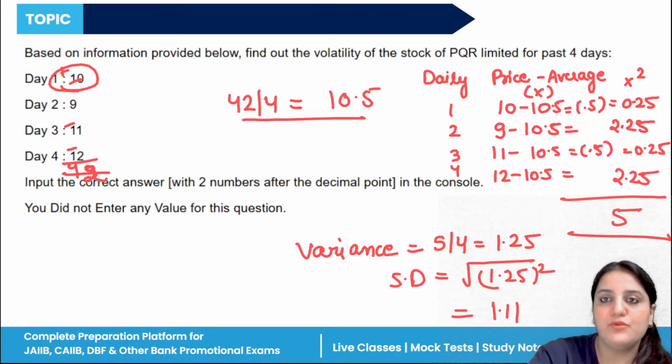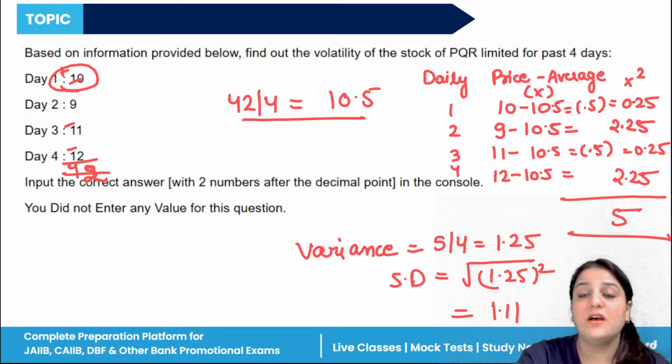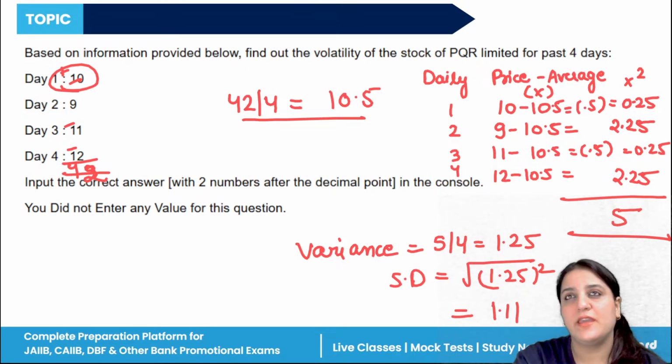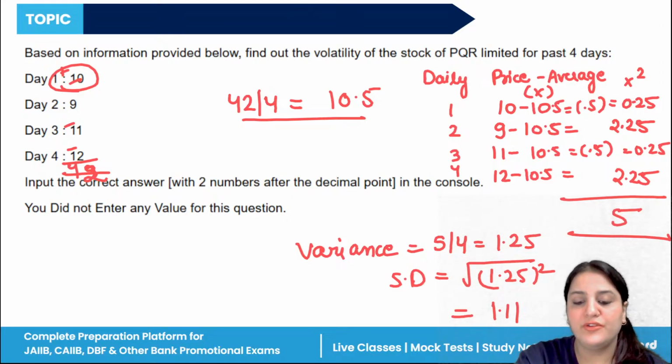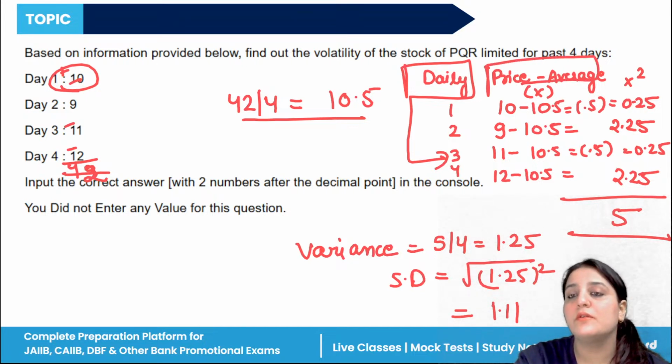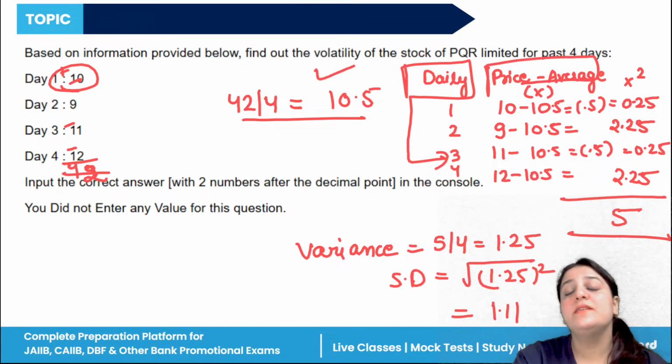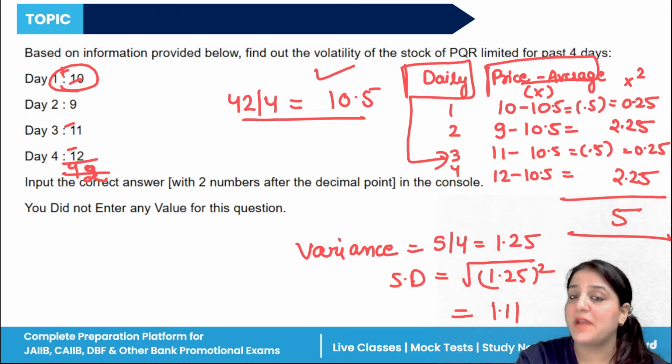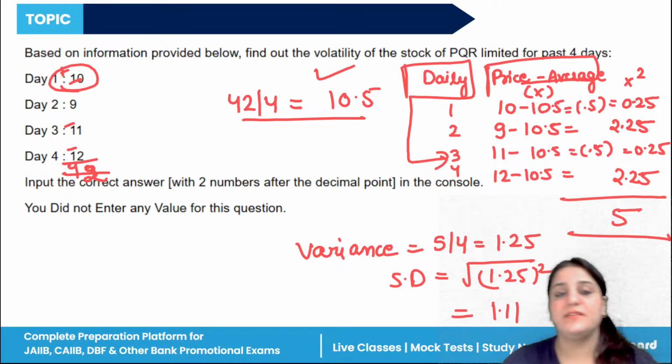So, clear how to find the volatility when there is a case of 4 years given or 3 years given? We have to find the daily volatility. We have to calculate the average first, then reduce the average from the price, and then do the square of that calculation, then find the variance and the standard deviation.